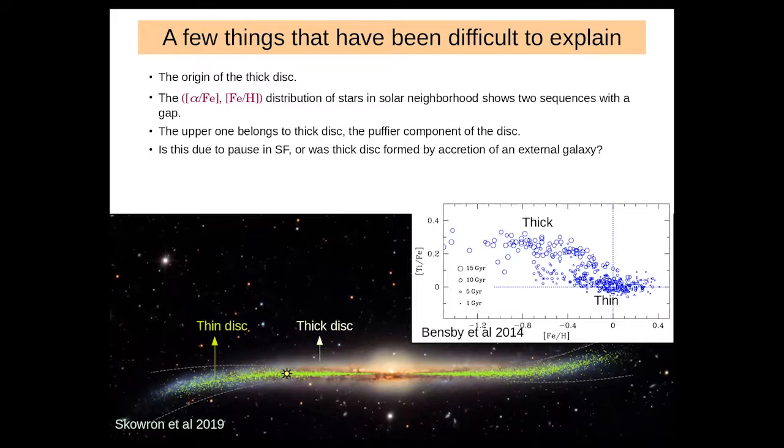If you plot the alpha over Fe distribution of stars in the solar neighborhood, as shown here, you can see there are these two groups with a valley in between. The high alpha stars belong to the thick disk, which is the puffier component of the disk. Now, it has been thought that this might be due to a pause in star formation, or the thick disk might be due to accretion of an external galaxy.